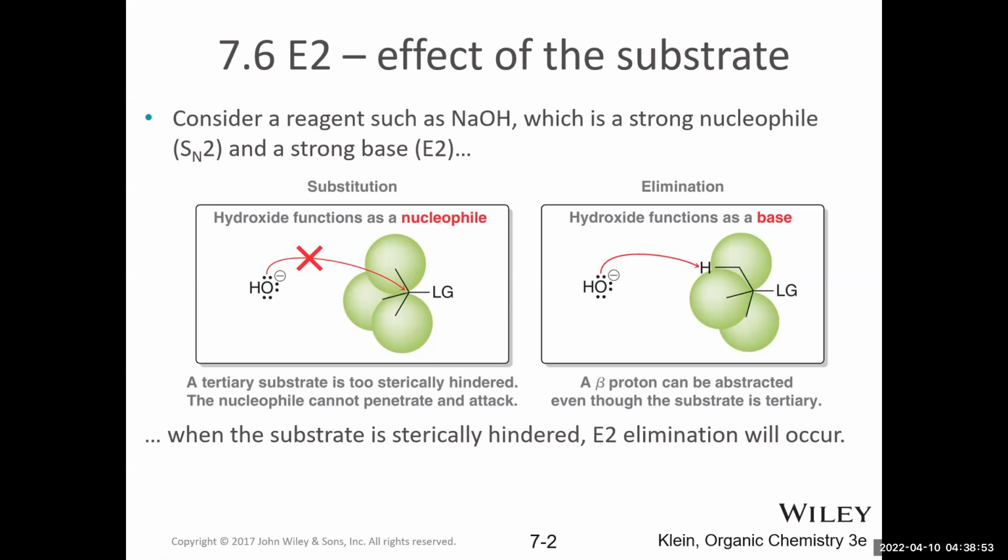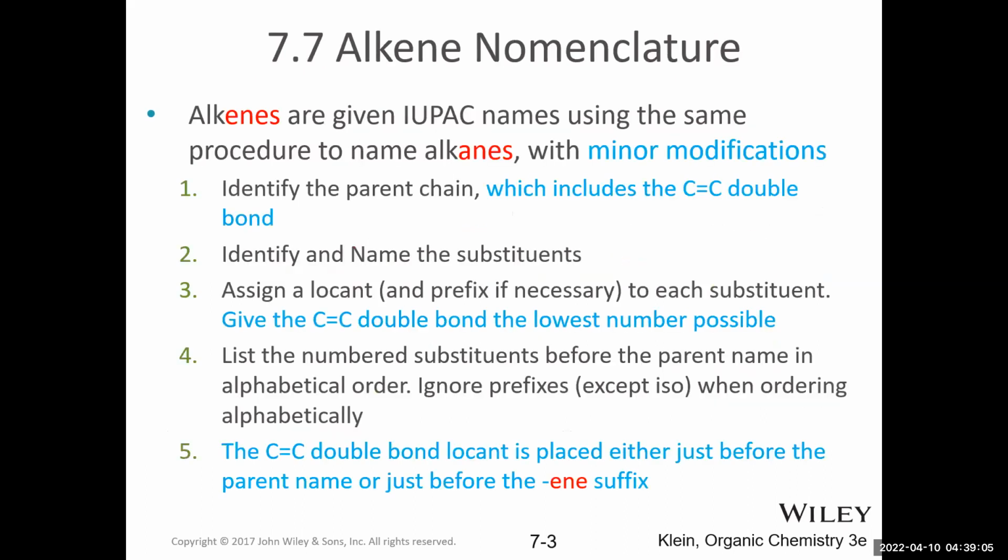So when there's steric hindrance, for example at a tertiary alpha carbon, E2 will be the major product and SN2 will not happen on that type of substrate. We're going to talk more about the E2 reaction, but the next section in the book actually is nomenclature. We're going to take this opportunity to cover how we would name alkenes.